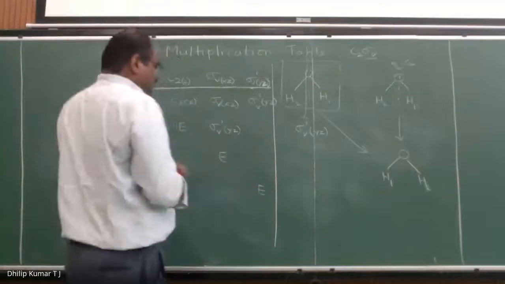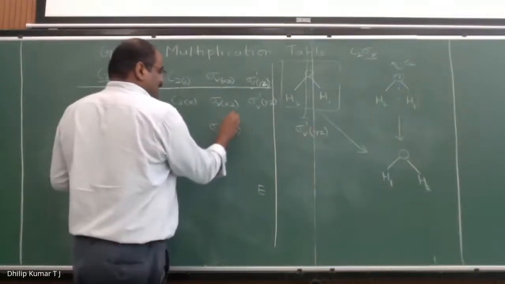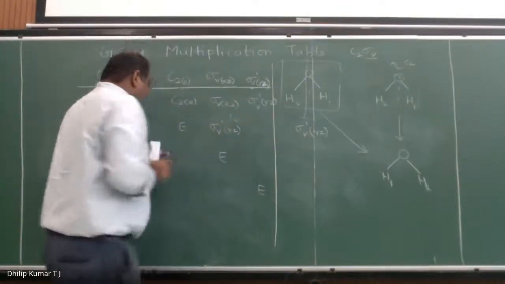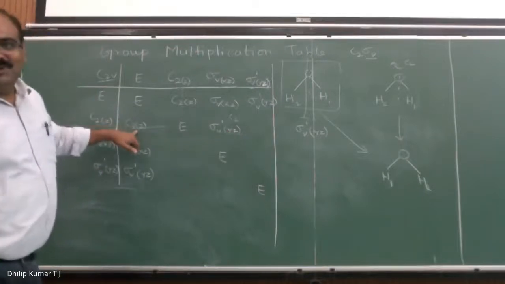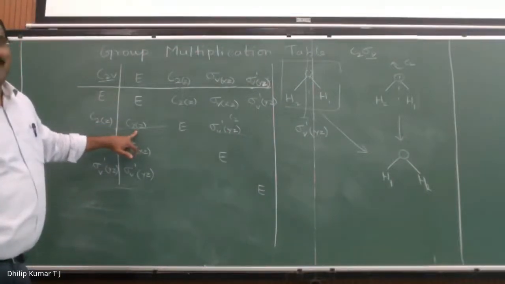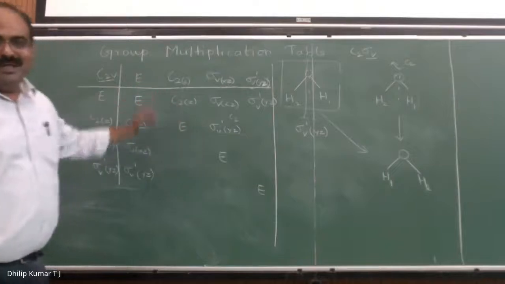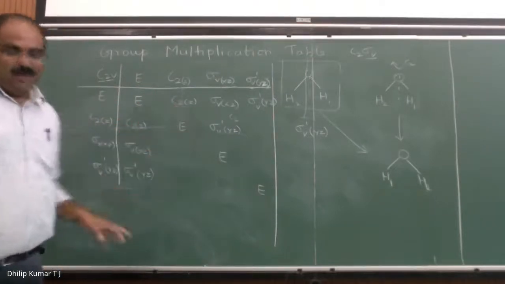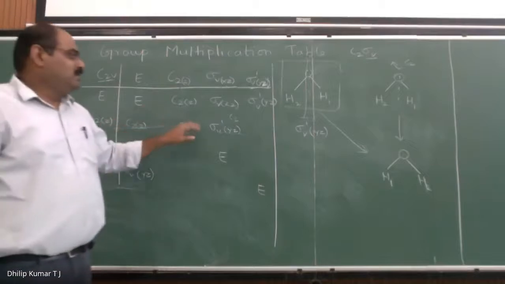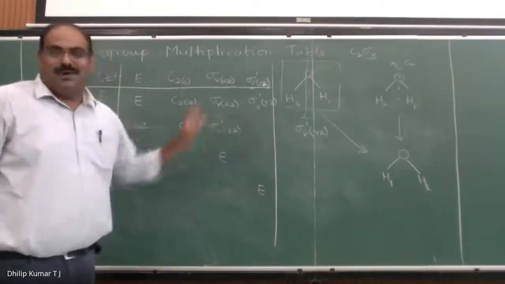Sir, why have we not written C2 here? Okay, that's a good question. Why are we not writing C2 here? You can say C2 also gives the same one. But if you see the row, C2 is already present here. So in each row or in each column, the element should be unique. It cannot repeat. So for that reason, C2 has not been written. Okay, sir, so that's the reason.